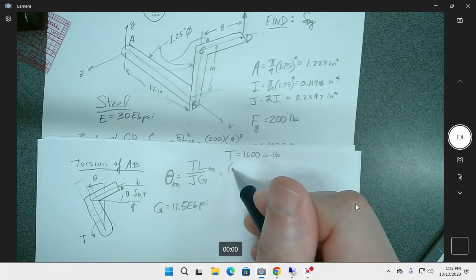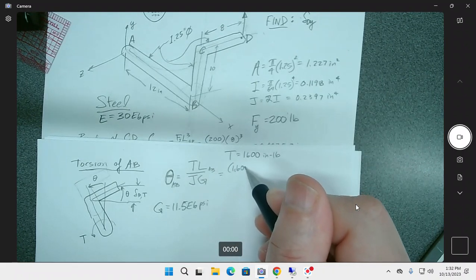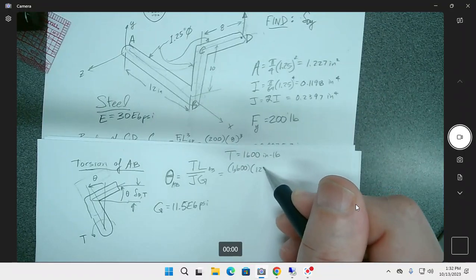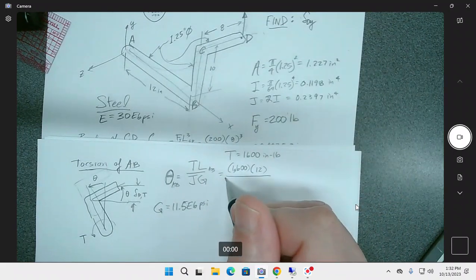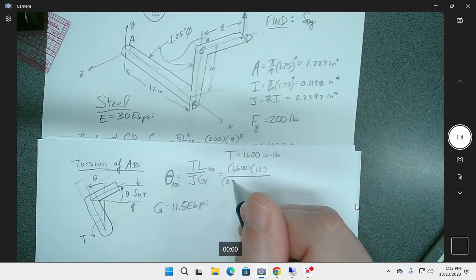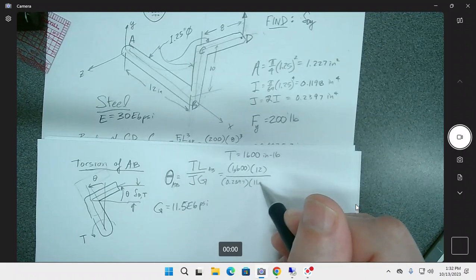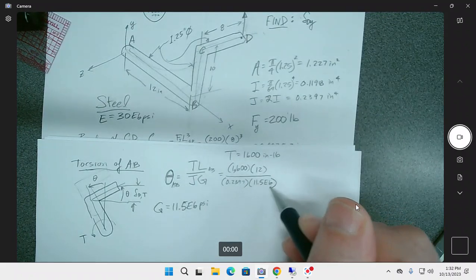So we're going to go 1,600 times the length, which is going to be 12. The J is going to be 0.2397, and the G 11.5 E6.